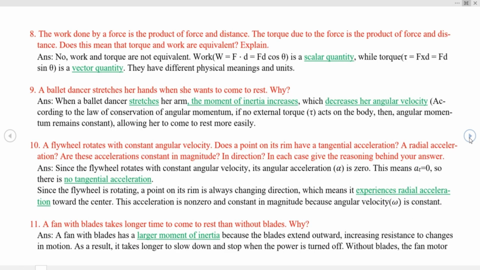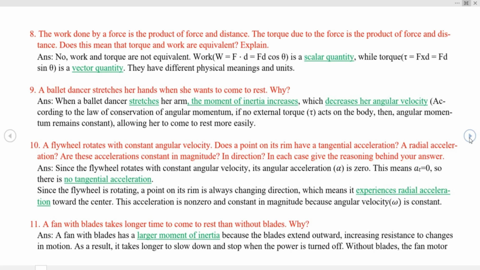Next question we have is, the work done by a force is the product of force and distance. The torque due to the force is the product of the force and distance. Does this mean that torque and work are equivalent? Explain. As we already know, work is a scalar quantity while torque is a vector quantity, and they have different physical meaning and units. Torque and work are not equivalent to each other. So our answer should be no.